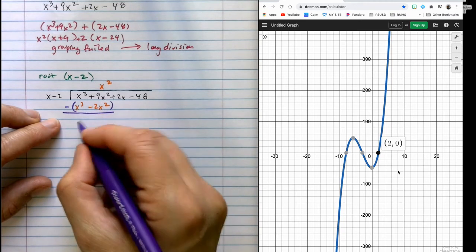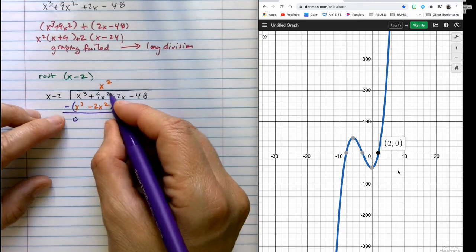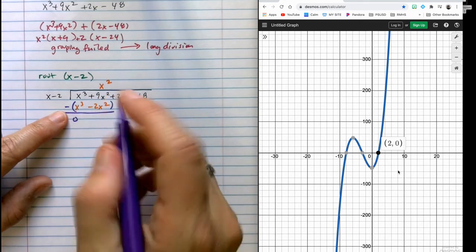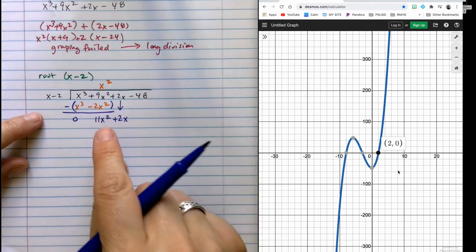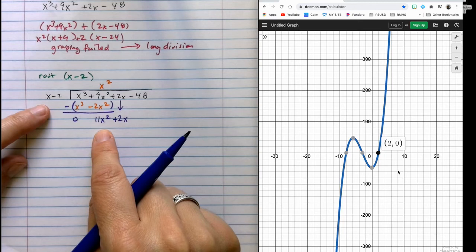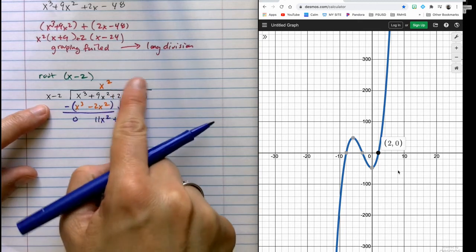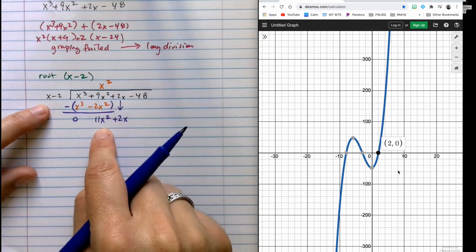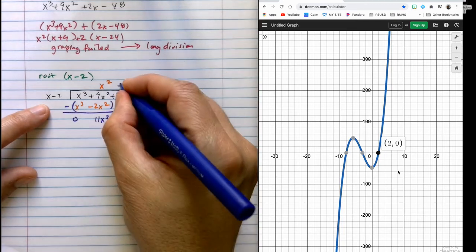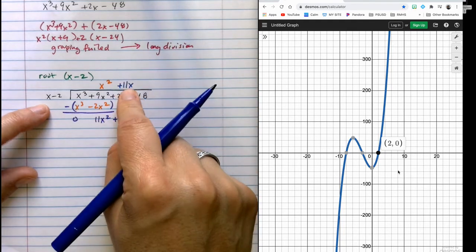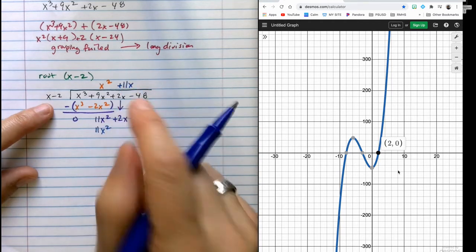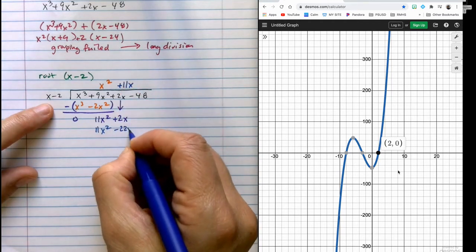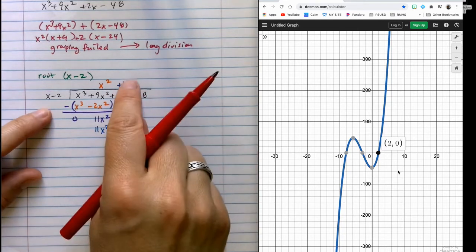X cubed minus x cubed is 0. 9x squared minus a -2x squared is 11x squared. Bring down the next term. Now let's move on to the next one. Positive x times what will give me 11x squared? Answer is 11x. So 11x times x is 11x squared. 11x times -2 is -22x. After we multiply, we subtract.